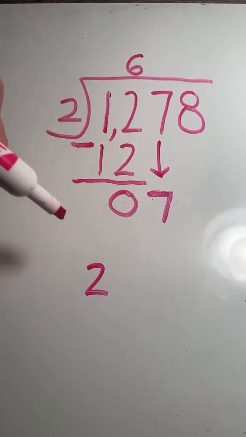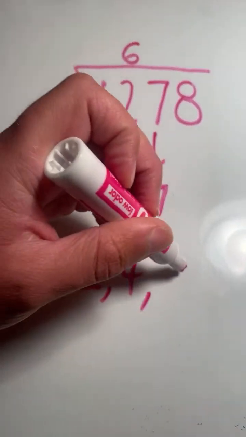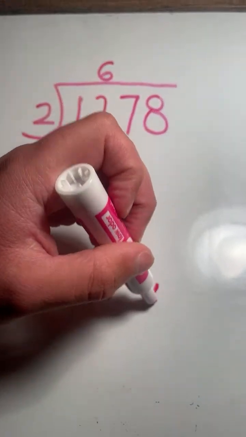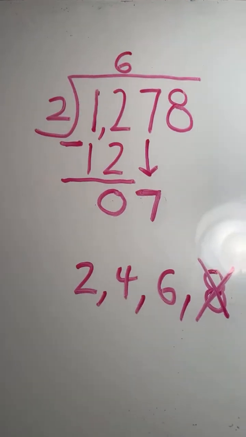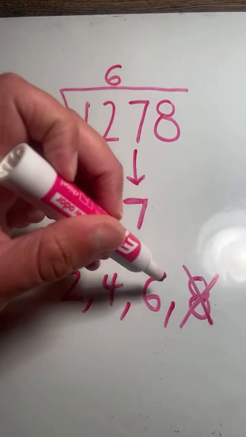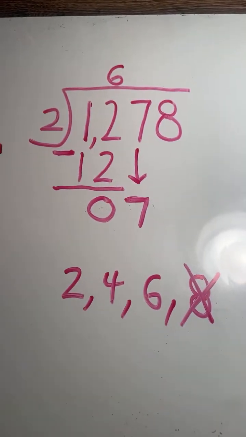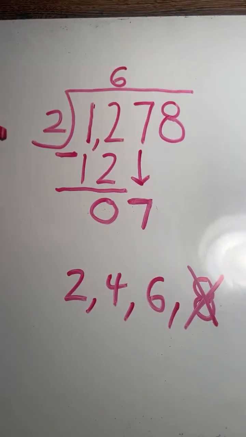So counting by 2s, 2, that's 1 group. 4, we have 2 groups of 2. 6, we have 3 groups of 2. Now, if I count by 2 again, I'm going to be past the number 7, right? 8 is too far. I'm already past the number 7. But I was able to get 3 full groups of 2 within 7. I ended up counting by 2 3 times before I ended up passing the number 7.